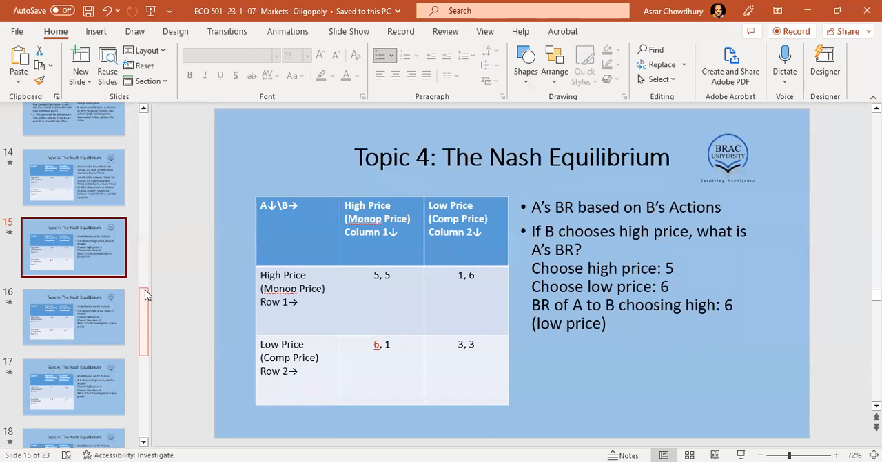B যদি high price choose করে, that means if B operates in column 1, what are the responses of A? If A chooses high price, he gets 5. If A chooses low price, he gets 6. So what is his best response? Given that B will operate on column 1, low price now?